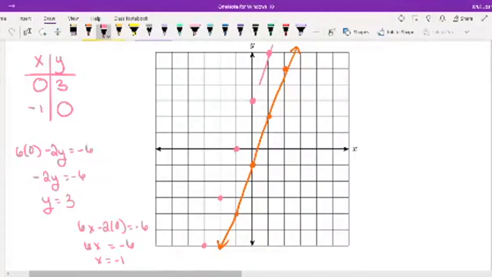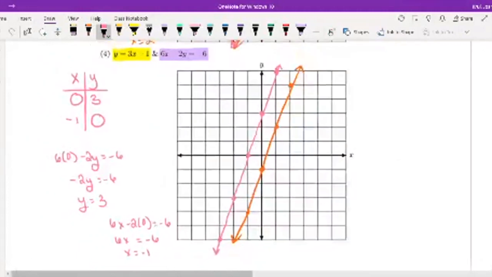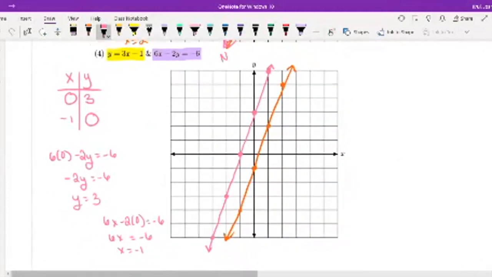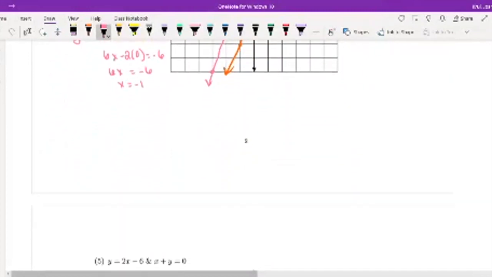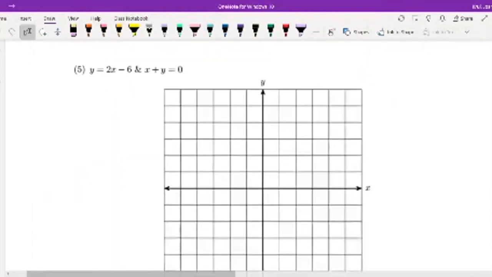And you'll notice that these lines will never touch. They never intersect. So if two lines never intersect, we would say the phrase there are no solutions. And that's it. Let's continue.